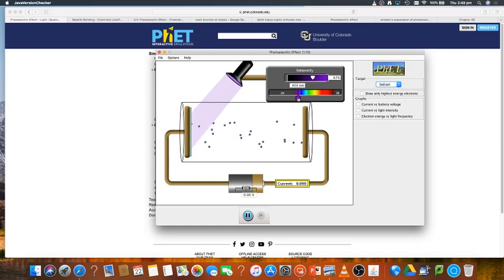Let's see how far we can actually go. Let's go to blue. Yep, we're still seeing electrons travel past. Let's go to green. And we still see electrons traveling past. I'm going to stay on green for now.